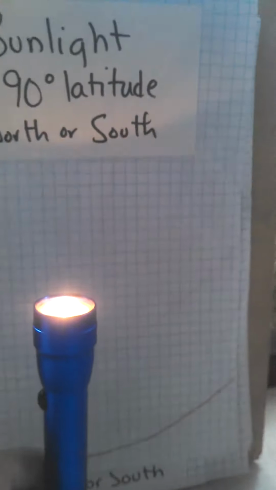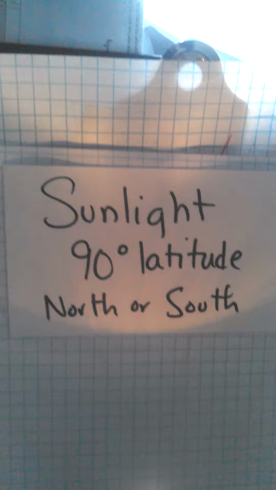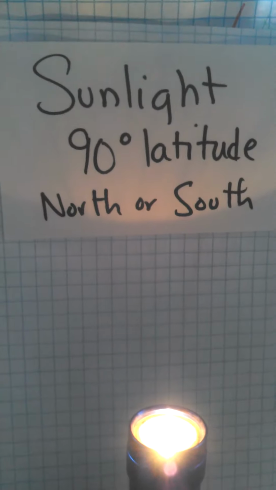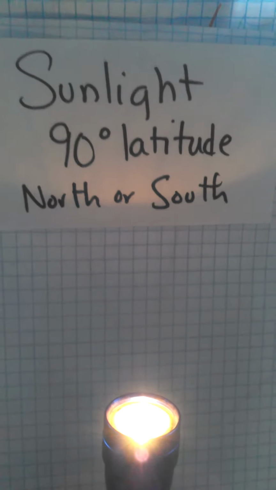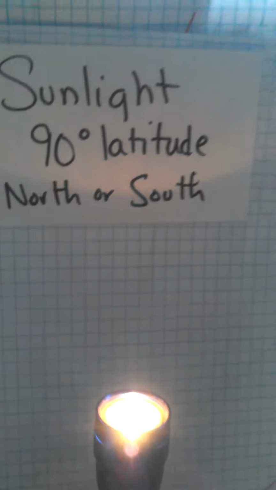And then finally, light at 90 degrees latitude, which would be at either of the poles. And I would simply take my flashlight and shine it straight up. And I'm kind of running out of space here. I would really need to have another hand so I could move my clipboard up.